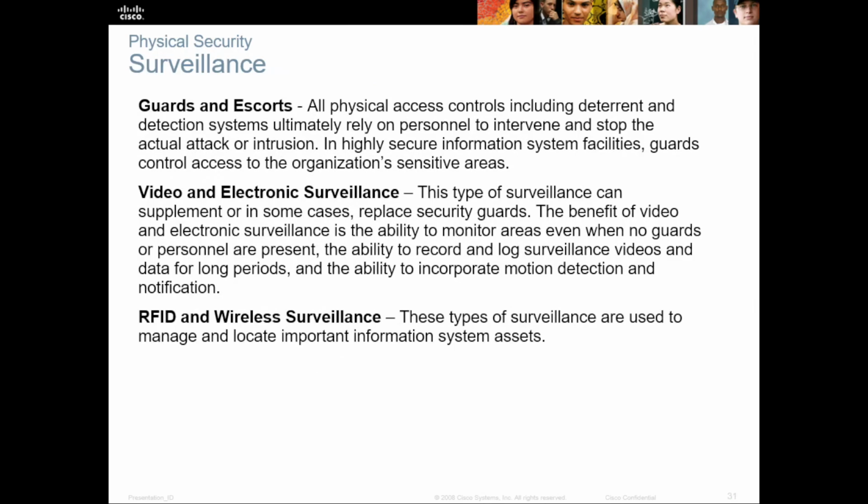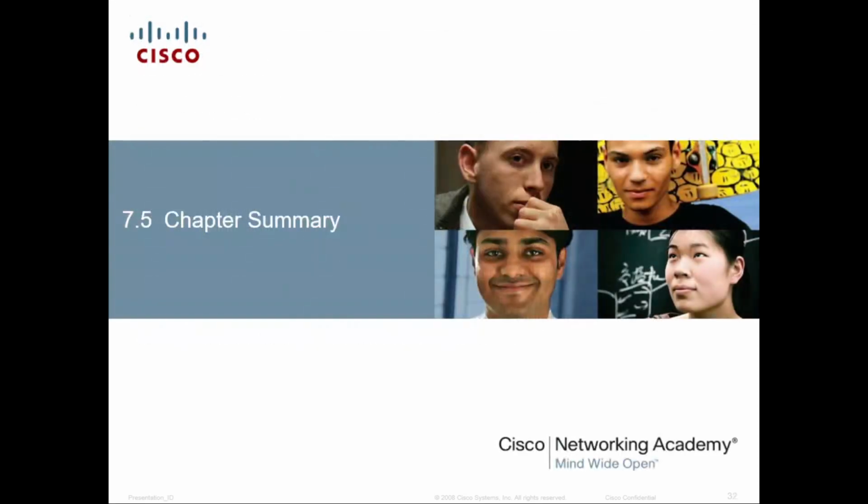Okay, and another way of enhancing physical security is through surveillance. Use guards and escorts, video and electronic surveillance. That's use of CCTVs, RFID, and wireless surveillance. This type of surveillance is used to manage and locate important information system assets.